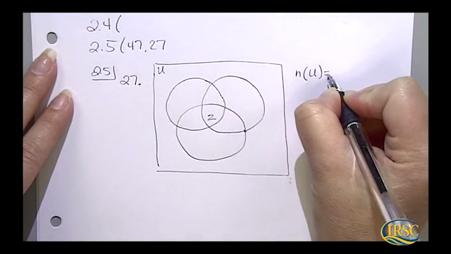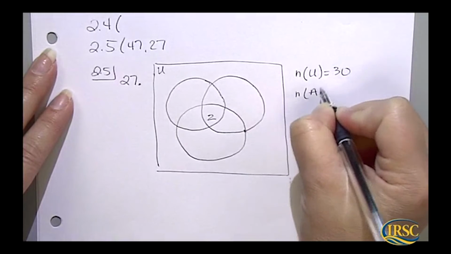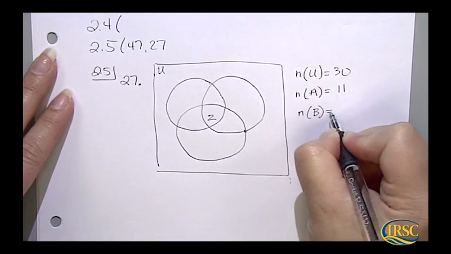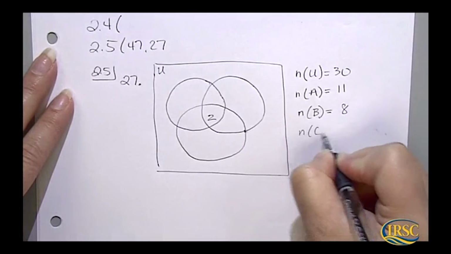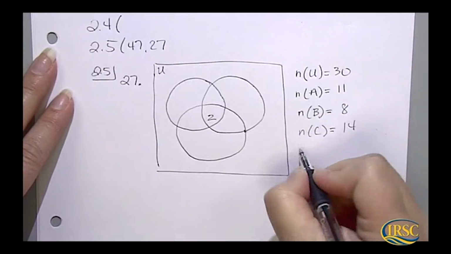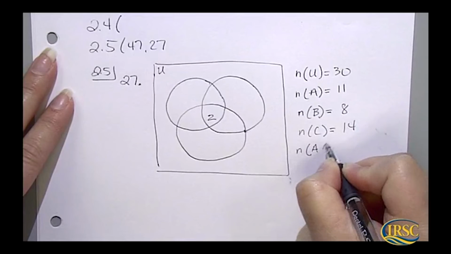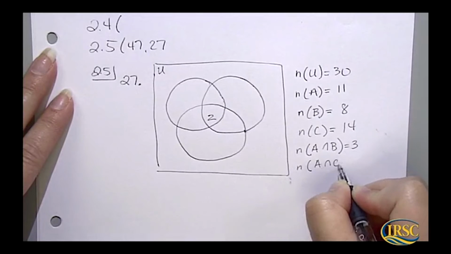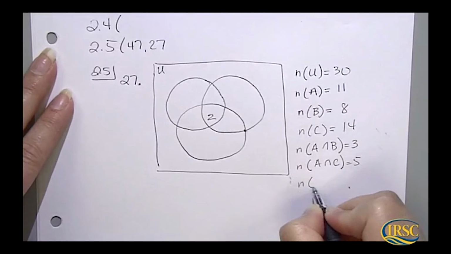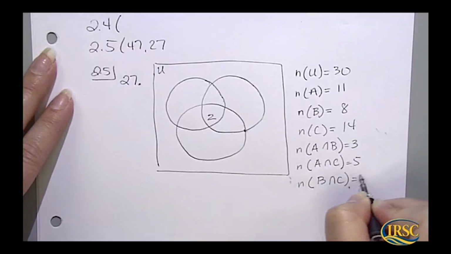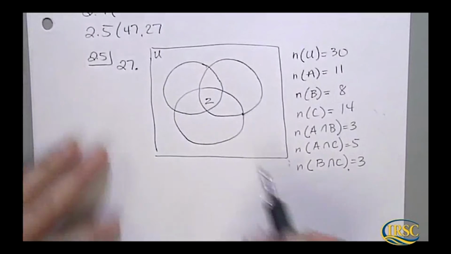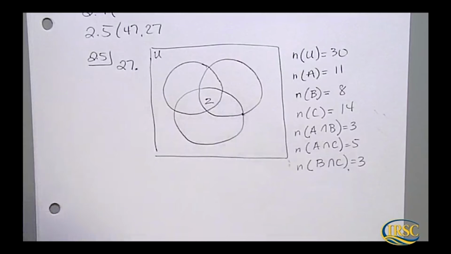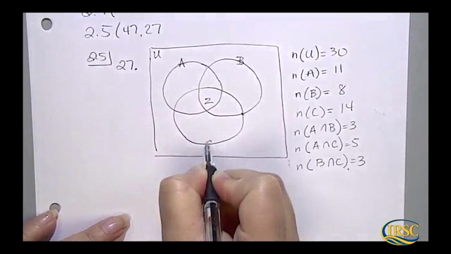The cardinal number of U is 30. The cardinal number of A is 11. The cardinal number of B is 8. The cardinal number of C is 14. The cardinal number of A intersect B equals 3. The cardinal number of A intersect C equals 5. And the cardinal number of B intersect C equals 3. And then you already have the cardinal number of A intersect B intersect C. It's in there already. And so this is A, B, and C.